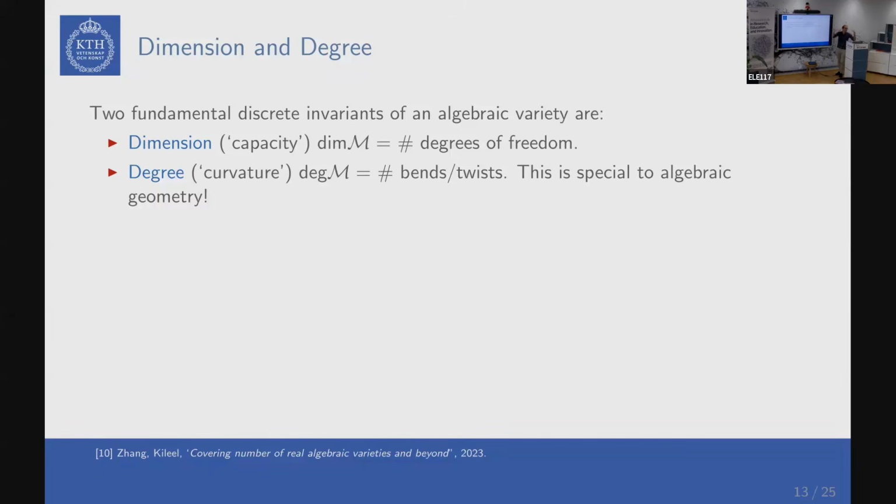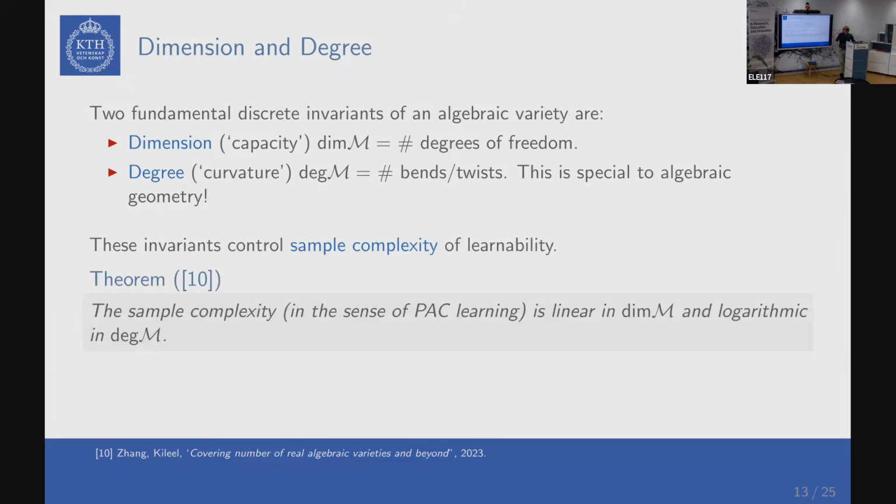It's very intuitive. The degree is the number of bends, but it is related to the Riemannian notion of curvature. But it is a natural number. You know, it's like three bends or four bends. Okay. Why is it interesting in machine learning?